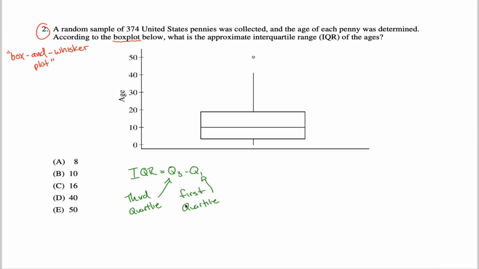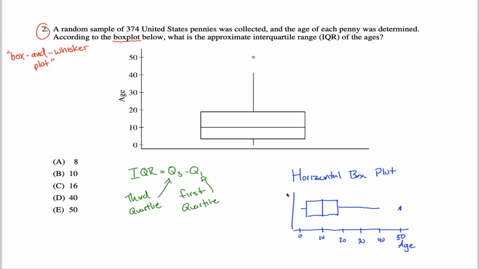There's lots of different ways you can figure out the first and third quartile. You can get those numerically out of your calculator, for example. But in this problem, we're supposed to pull them off of this box and whisker plot. So box and whisker plots, they can be oriented vertically like you see here, or horizontally, in which case this plot would look something like this.